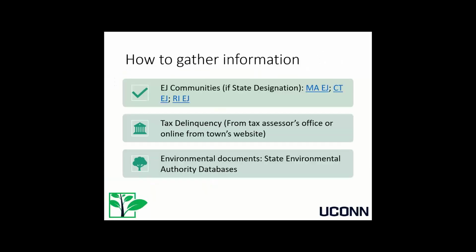With respect to environmental justice communities, if there is a state designation, for example, only 3 states have an environmental justice designation at the moment: Massachusetts, Connecticut, and Rhode Island. I have the link here so that you can go back to their website and see if the site is included in one of the environmental justice communities. Tax delinquency, again, is from the tax assessor's office. And the environmental documents you can find from the environmental authorities' databases.